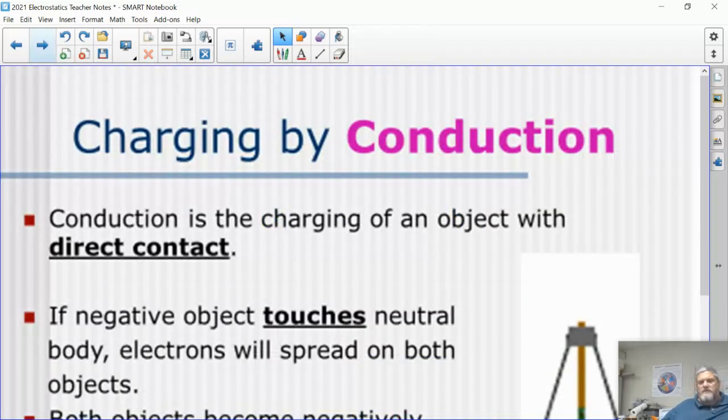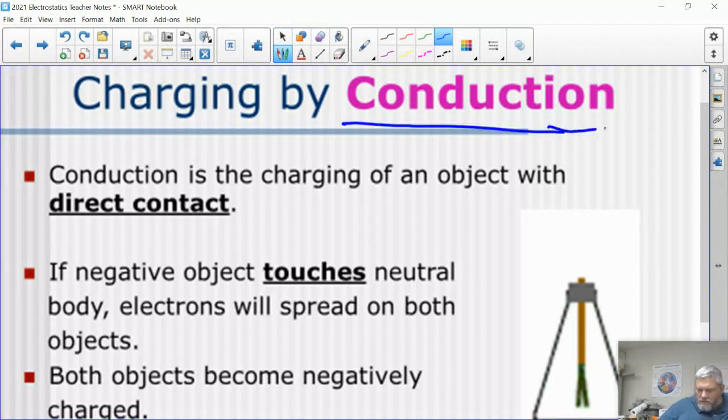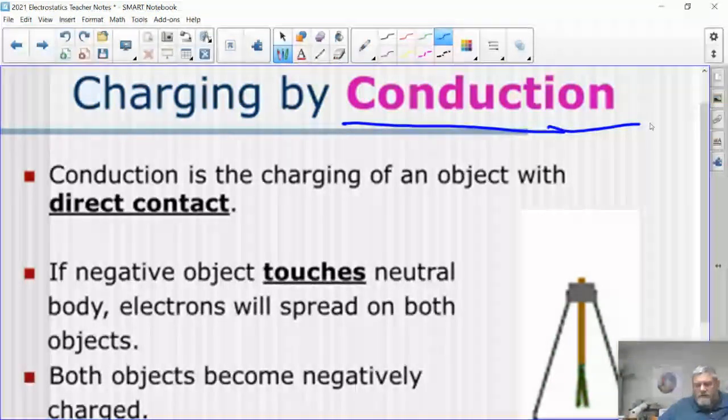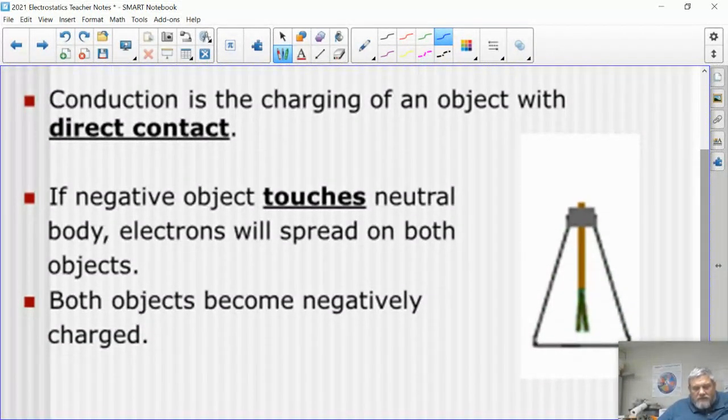All right. So let's talk about the 3 different ways we can charge an object. The first one is charging by conduction. Basically, you take something that's charged and then something that has a different charge, or maybe no charge at all. And if you touch them together, electrons are going to conduct from one to the other. And that's what charging by conduction is. Basically, conduction is the charging of an object with direct contact. If a negative object touches a neutral, the electrons will spread over both, making them both negative. If a positive object touches a neutral body, then the electrons on the neutral will spread out and make both of them positive, because they both will be lacking electrons.